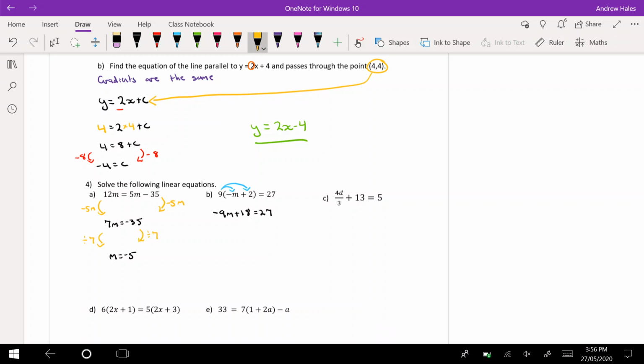Next, I need to move my 18 because I've got numbers on both sides. I want 9m to equal something. If it's a plus 18, I take 18 to get rid of it. So negative 9m equals 9. And then I'm just dividing by negative 9 on both sides. So m is equal to negative 1.